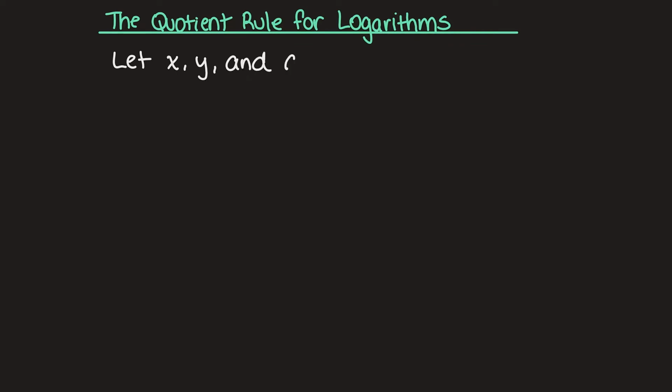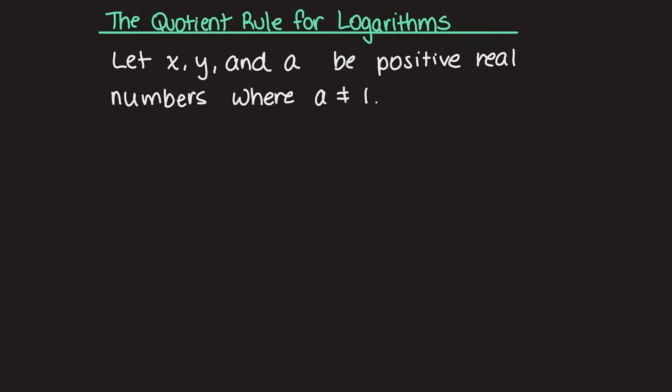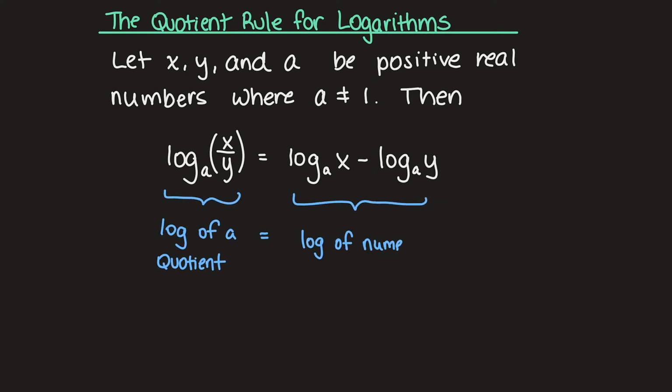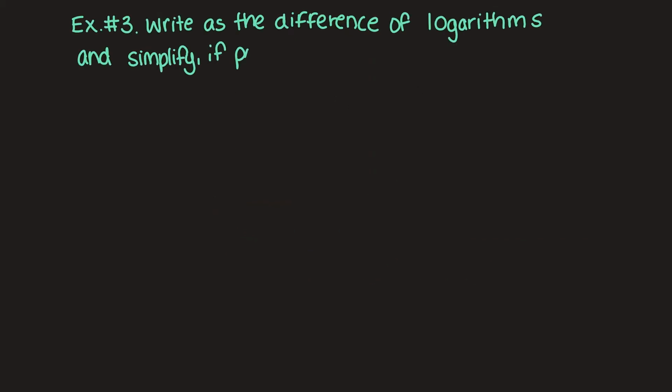The next property is the quotient rule for logarithms. So let x, y, and a be positive real numbers where a is not equal to 1. Then log base a of the quotient x over y can be expanded to log base a of x minus log base a of y. So basically we can write the log of a quotient as the log of the numerator minus the log of the denominator. Okay, so let's try an example of this property.